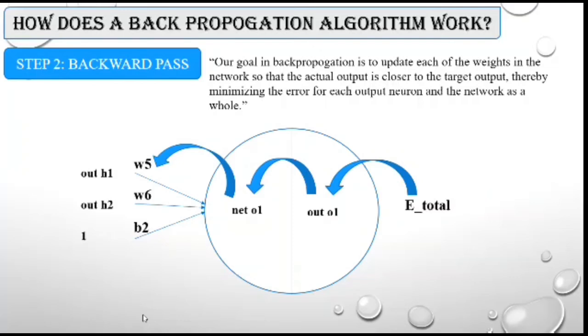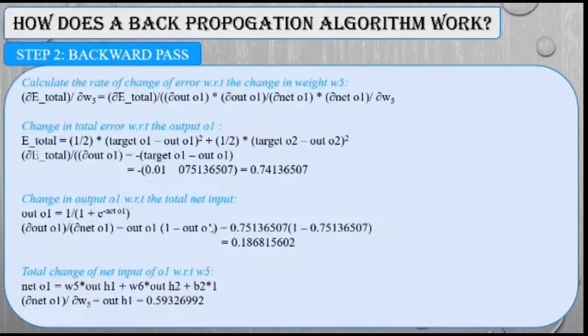So this is where step 2 starts. Step 2 is basically a backward propagation, where we start from the output layer and keep heading back and keep on updating the weights. So this is the first step of the back propagation. Now we will see how we can update weight 5.